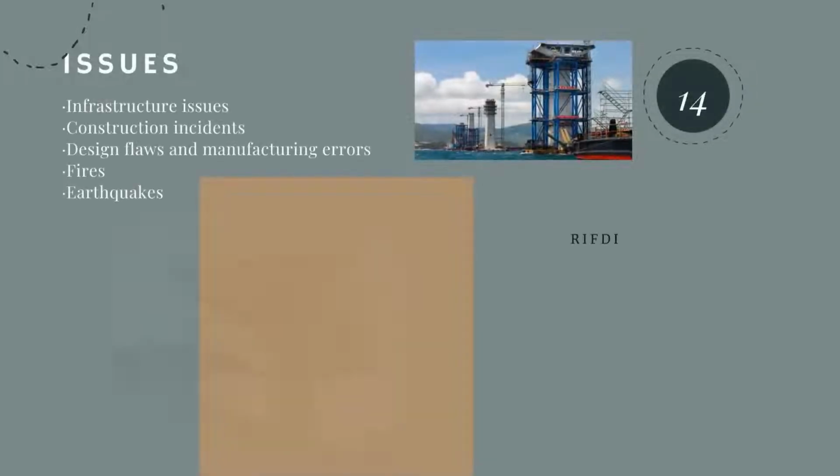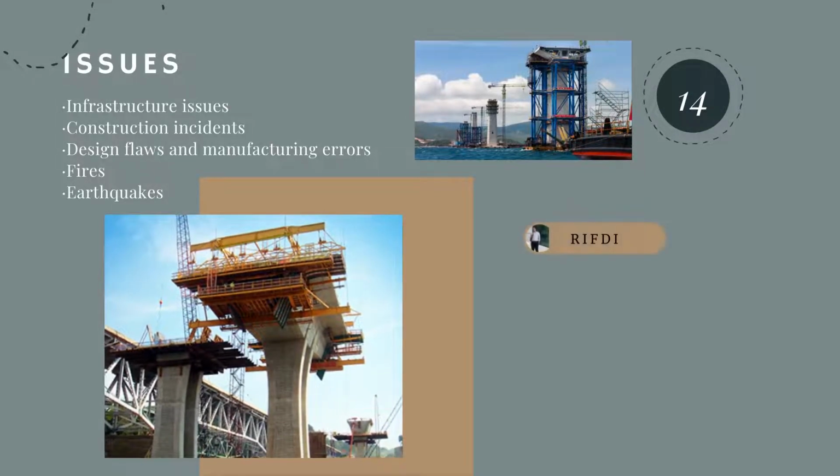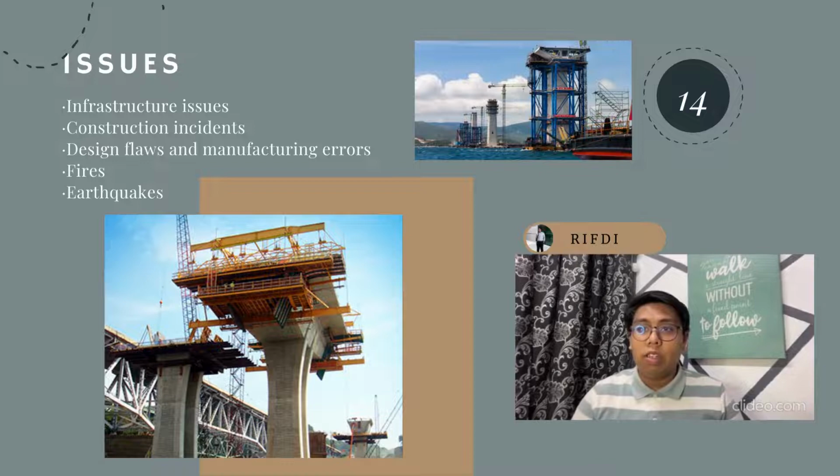Issues that happen in bridge construction: the first one is infrastructure issues. Next is construction incidents. The third one is design flaws and manufacturing errors. The fourth one is fires, and the last one is earthquakes.